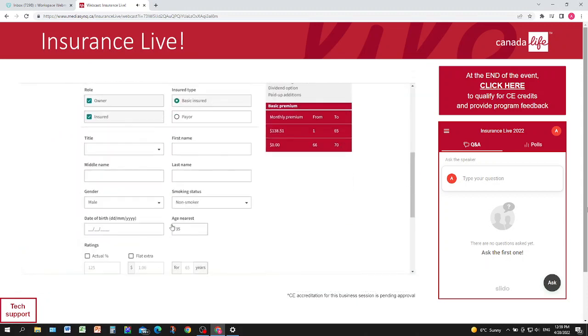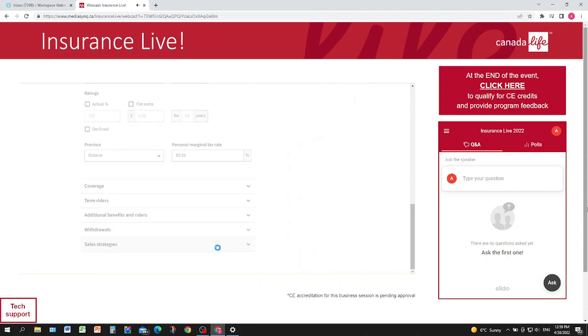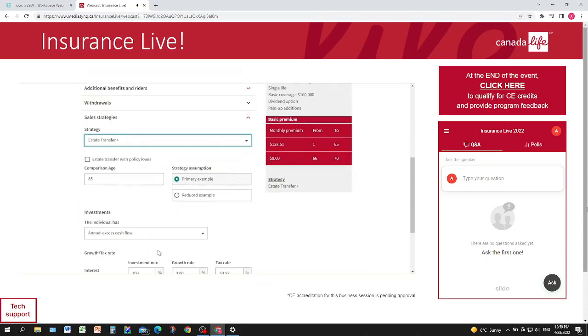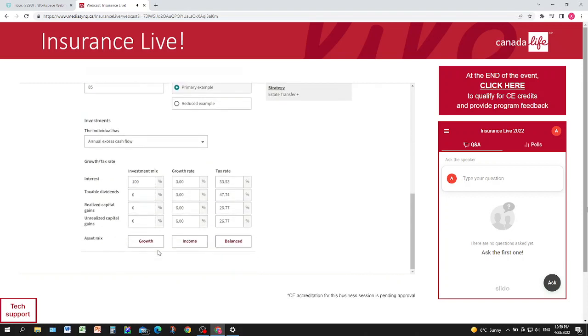For the first time, sales strategies will be integrated within the tool. We've started with individual estate transfer, our most often used strategy, and we'll add more over time.